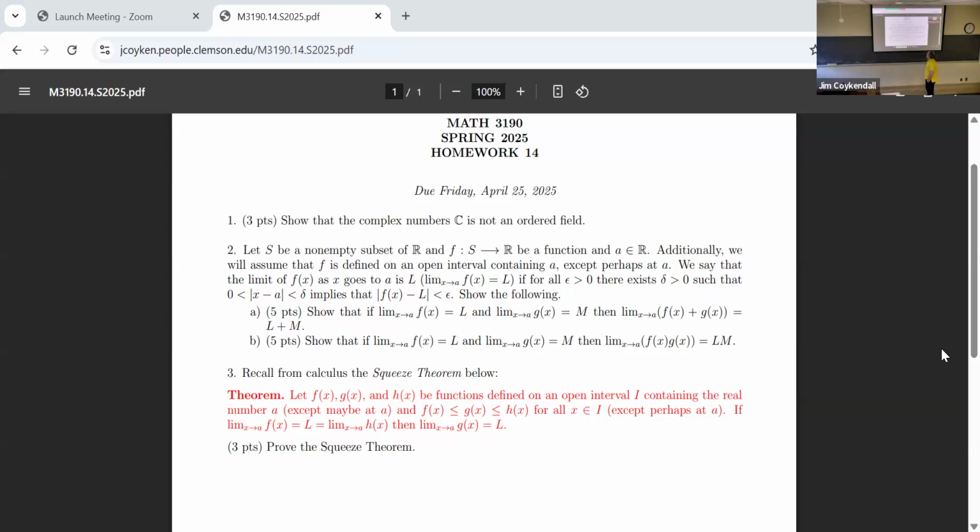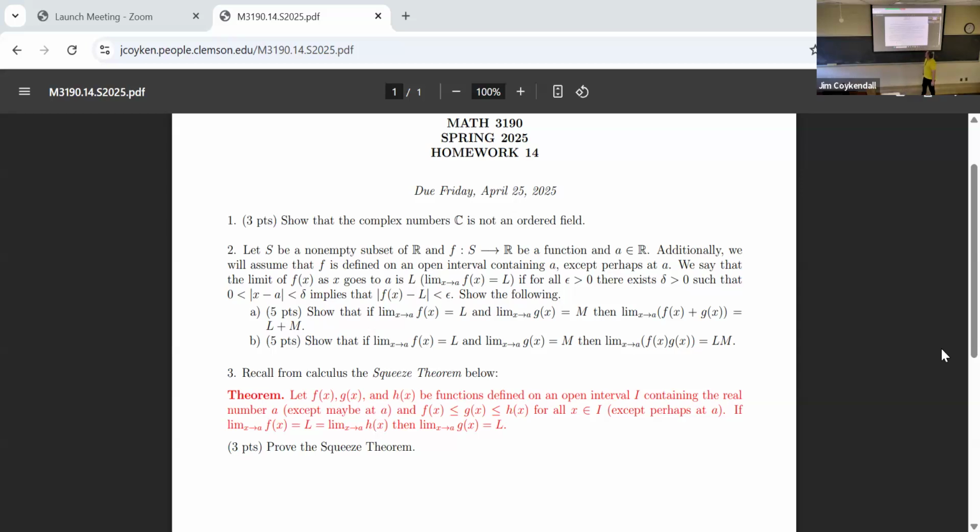And finally, number three: you all remember the squeeze theorem, perhaps. If f, g, and h are functions defined on an open interval I containing the real number a, except maybe at a, any of those functions might not be defined at a, and f(x) is the little one, h(x) is the big one, and g(x) is always squeezed between them for every x in this interval, except perhaps at a. If the limit as x goes to a of f and of h, so if the little guy and the big guy both go to L, the middle guy has to go to L.